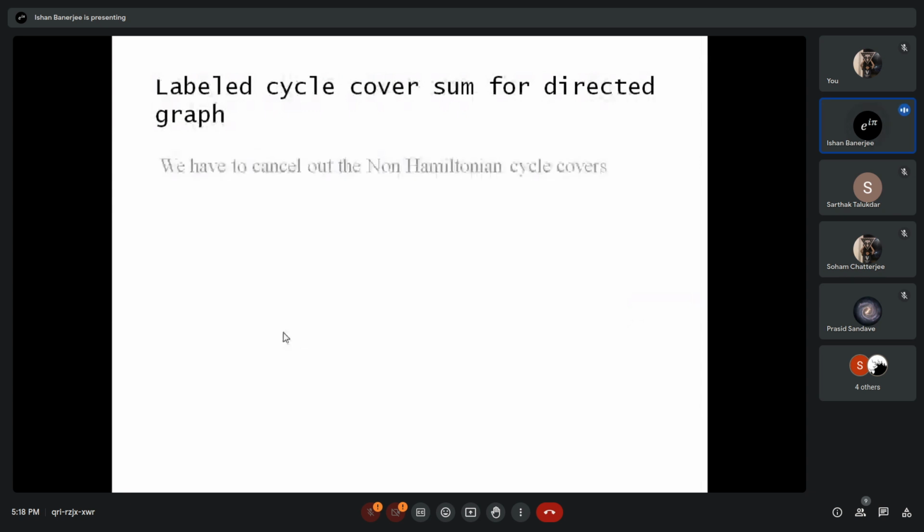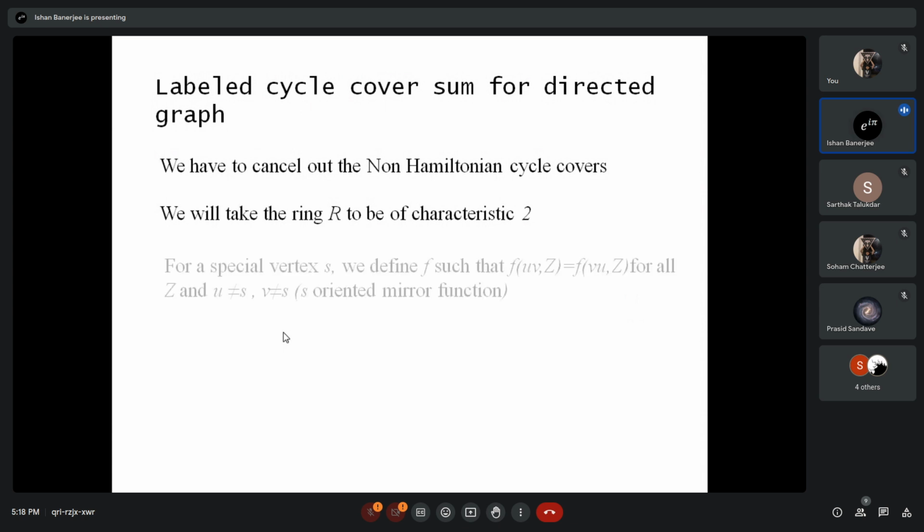Now, using this sum, we need to cancel out the non-Hamiltonian cycle covers because we are mainly interested in finding the Hamiltonian cycle covers. So how can we do that? We'll consider the ring R, which is the codomain of the function f, to be of characteristic 2. So how can we use this fact? We'll define a special type of function f, which is also called the s-oriented mirrored function, such that if we take uv, then f of uv comma z, where z is just a subset of the label set, equals f of vu comma z for all z, and u and v must not be equal to s. So apart from u and v being equal to s, we have to equate f of uv comma z and f of vu comma z.